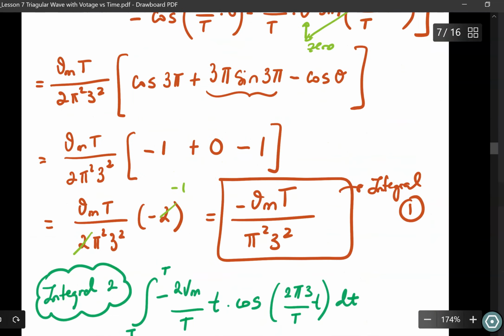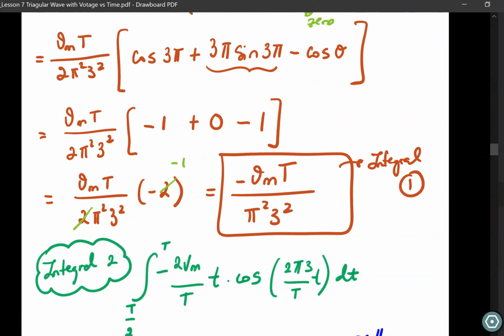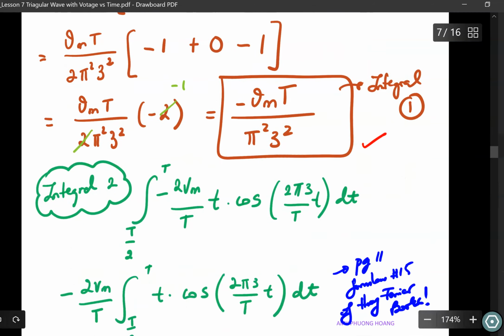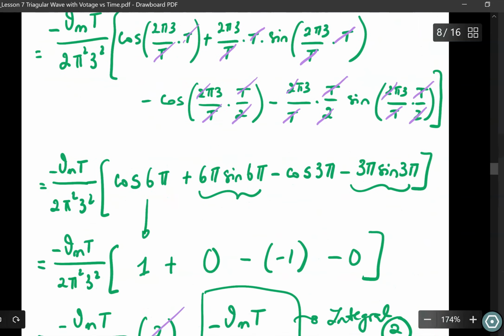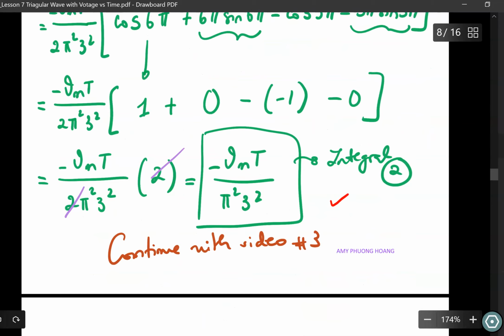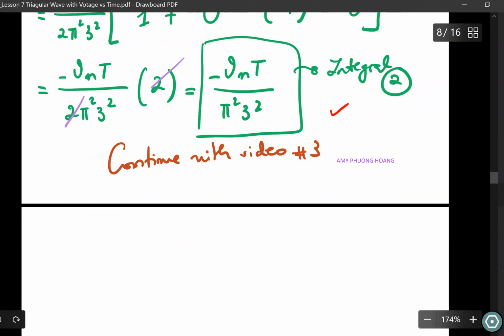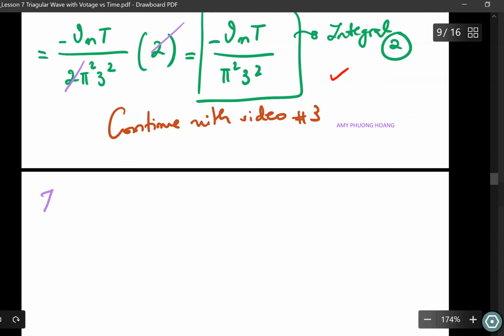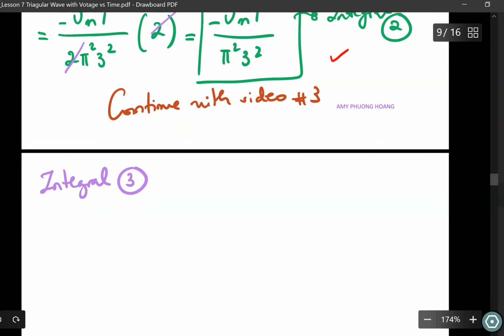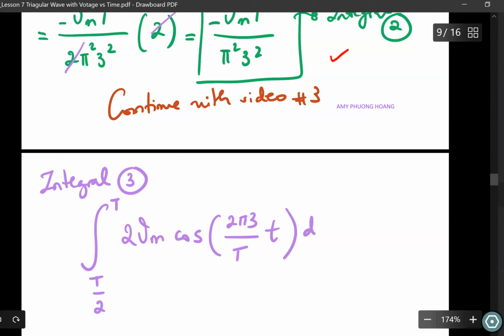Okay, so integral number 1, I have found that already, which is equal to this. Integral number 2, I also found that is equal to this. So now we are going to continue with integral number 3. For integral 3, I should have the integral from T over 2 to T of 2 Vmax times cos of 2 pi 3 over T times t dt.